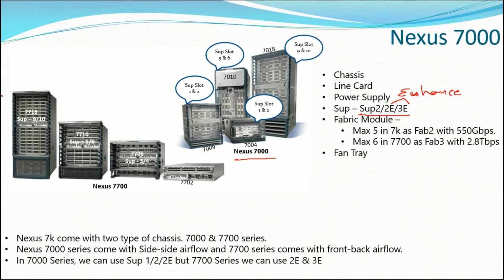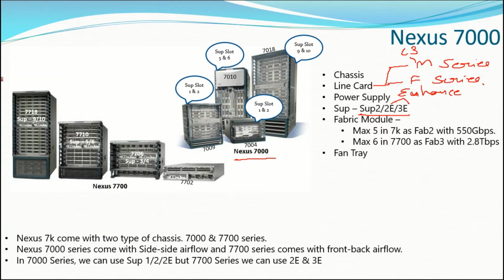Line cards. In the Nexus 7000 series we have various types of line cards, especially the M series and the F series. What does it mean? In the Nexus 7000 series, they suggested that we can use the M series card if we require any layer 3 functionality.